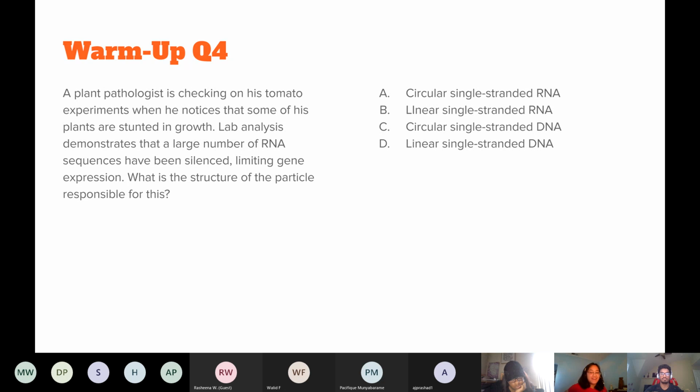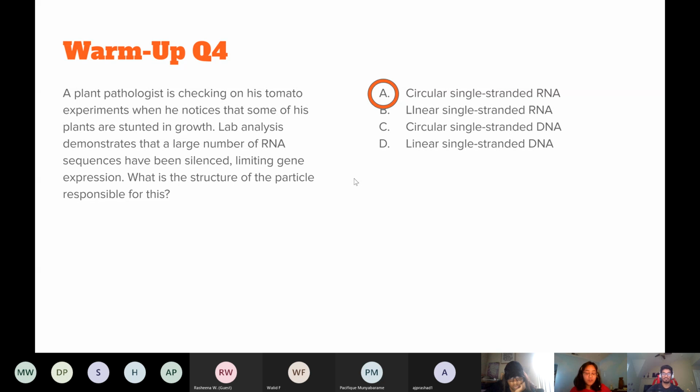So the keyword I'll say again is subviral. So it's a very specific particle that is covered in the virus section. I'll give you a couple more seconds. Okay, so the particle that I was talking about is a viroid.